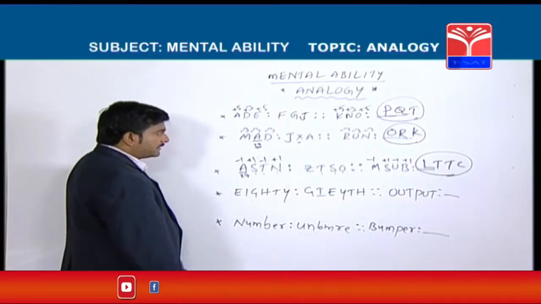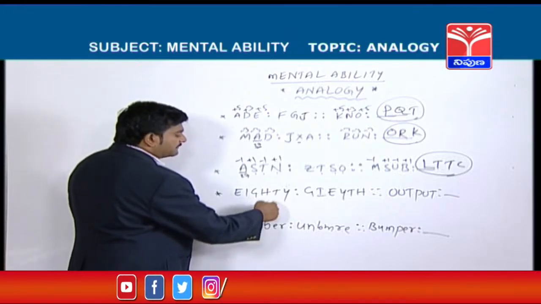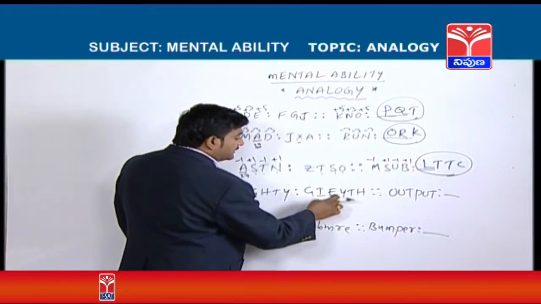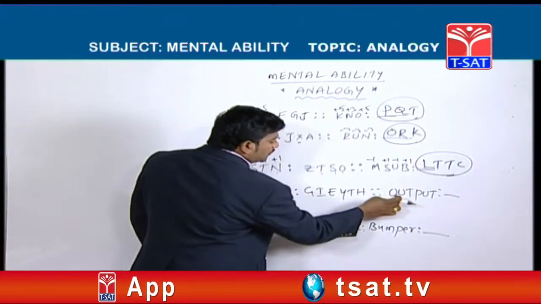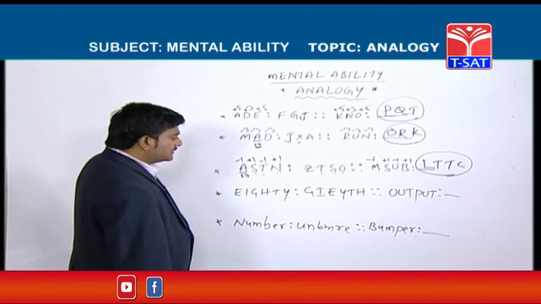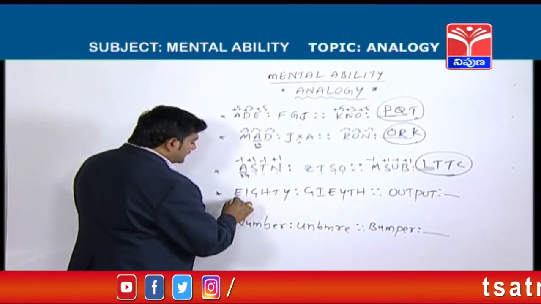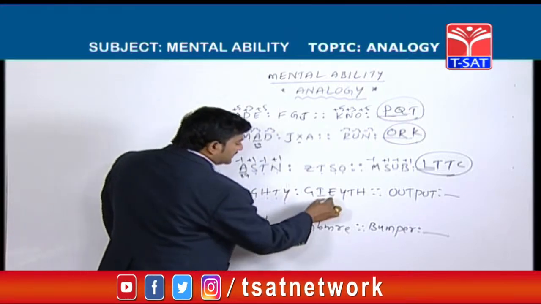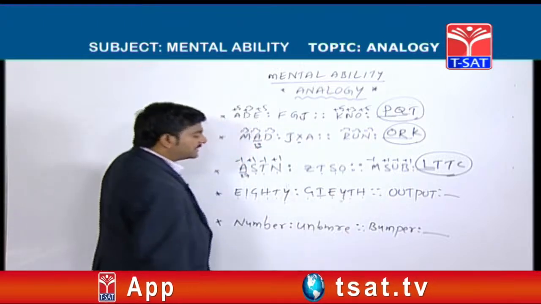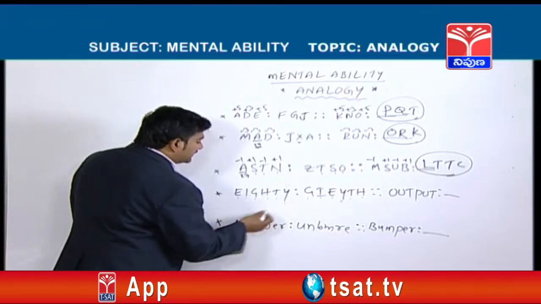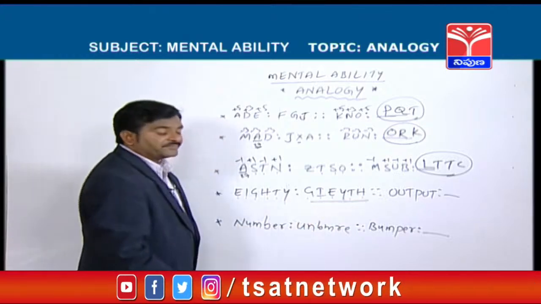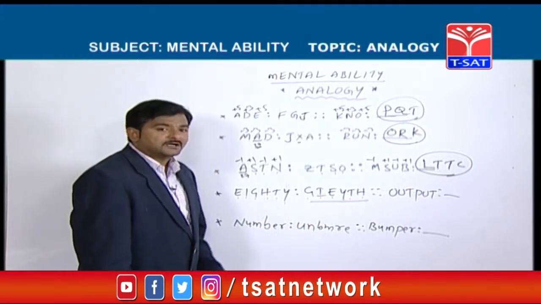See, observe here. Next example is EIGHTY. 80. EIGHTY is written as GIEYTH. Then what about OUTPUT? Okay. OUTPUT. This one thing is very clear. What does it mean? EIGHTY. What does it mean? 80 is having 6 letters. Same letters are appearing here also, but they are written in different order.